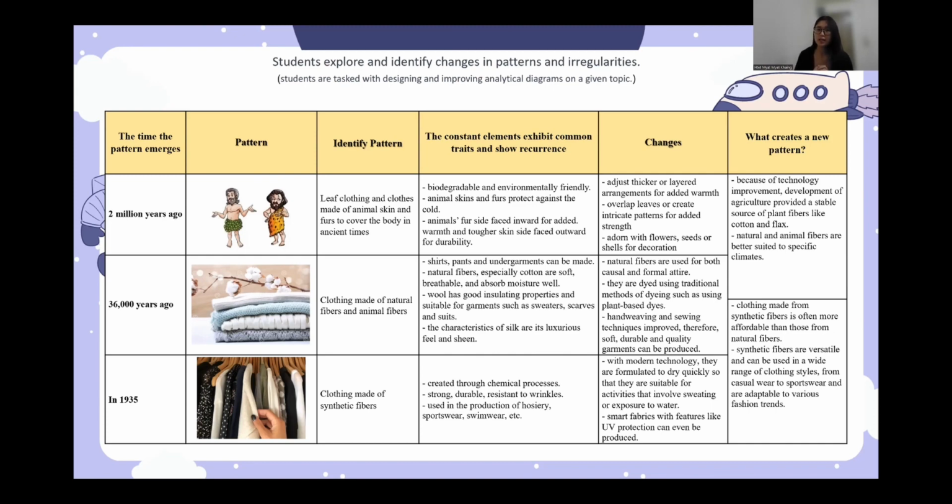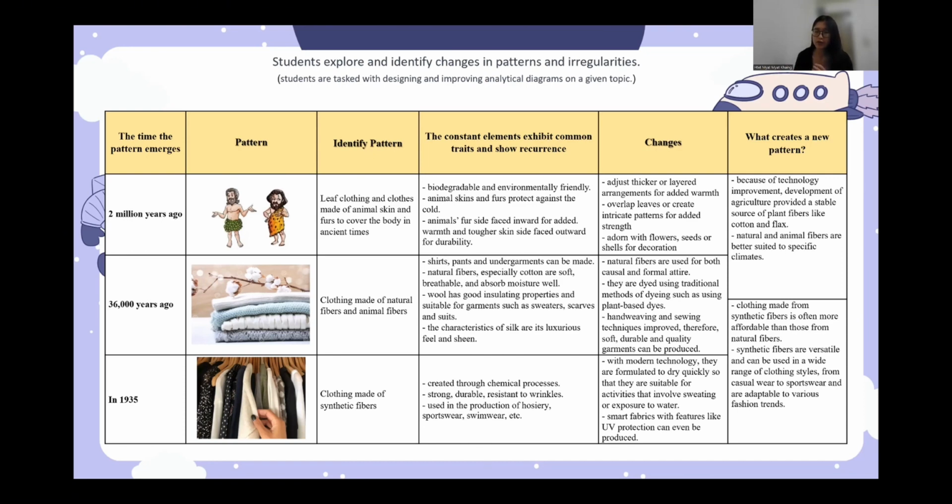The second pattern is clothing made of natural fibers and animal fibers. This was about 36,000 years ago. The constant element of this second pattern is that, because they are made of natural fibers, shirts, pants, and undergarments can be produced.